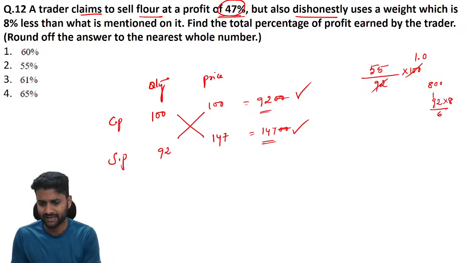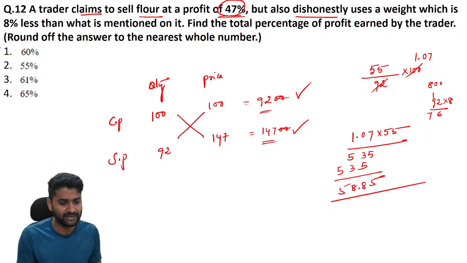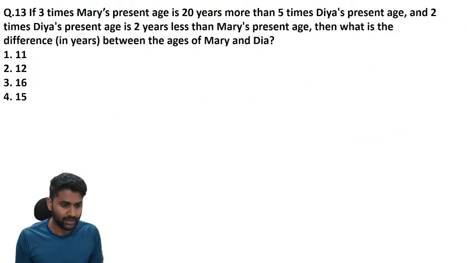8 into 2, 16. 8 into 9, 72. So let's go for 9 into 9, 81. It proceeds. So definitely it is exactly 7 times. So approximately 1.07 is multiplied with 55. 7 into 5, 35. Again 5, 3, 5. So 5, 8, 8, 5. So it is exactly 58.85. And the nearest integer is 60%. It's all about the calculation part. If you're good at the concept, you can solve this kind of question.